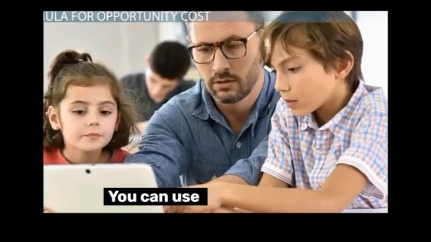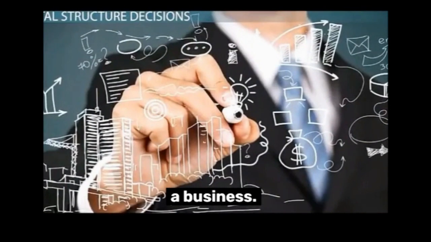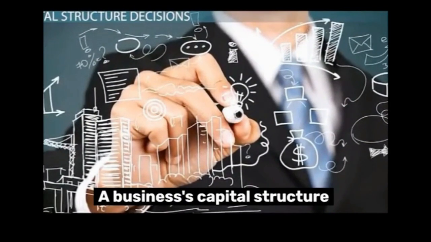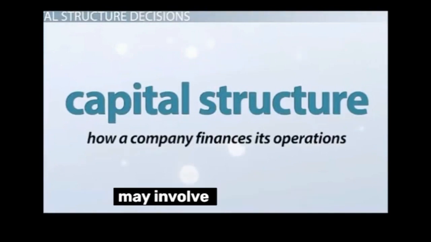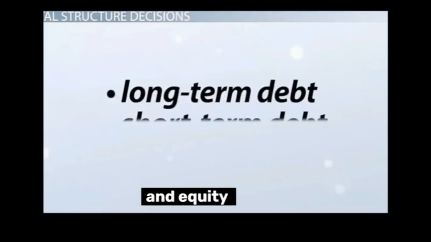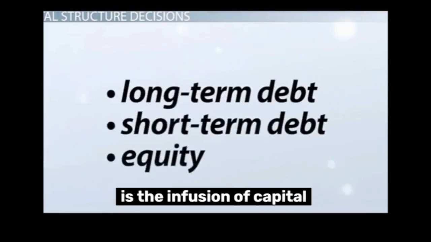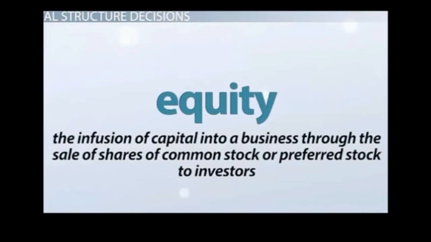You can use an opportunity cost analysis to help you decide how to best capitalize a business. A business's capital structure is simply how a company finances its operations. Capital structure may involve a mix of long-term debt, short-term debt, and equity. Equity is the infusion of capital into a business through the sale of shares of common stock or preferred stock to investors.